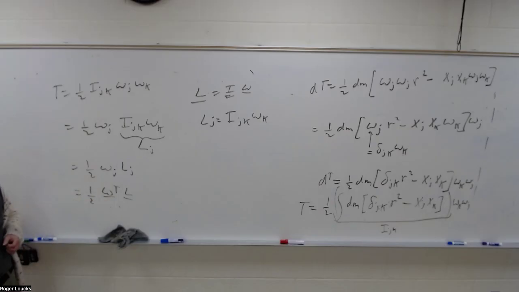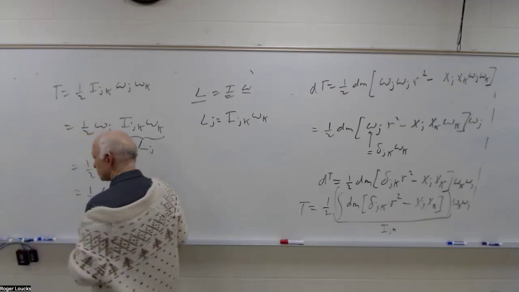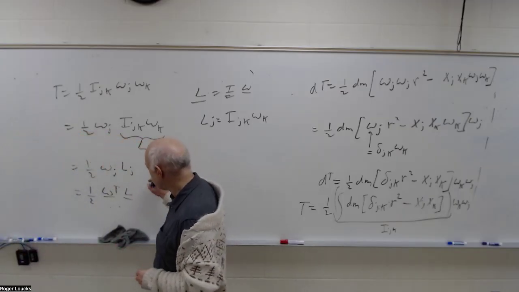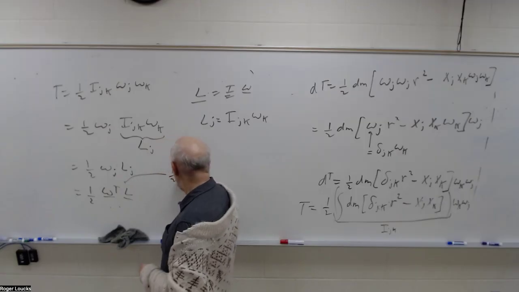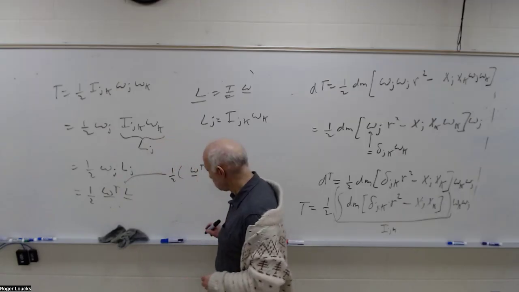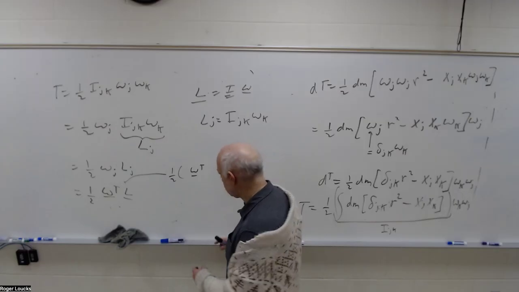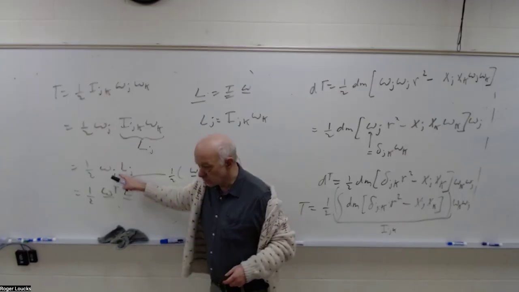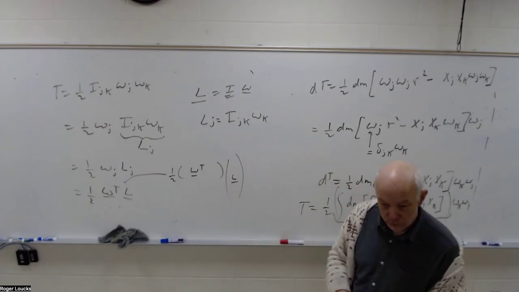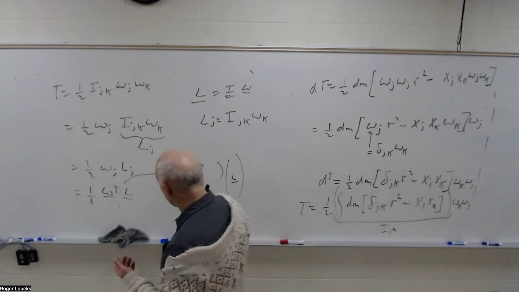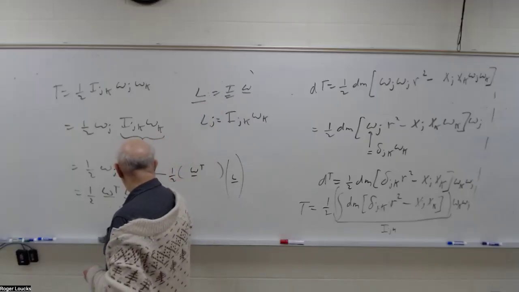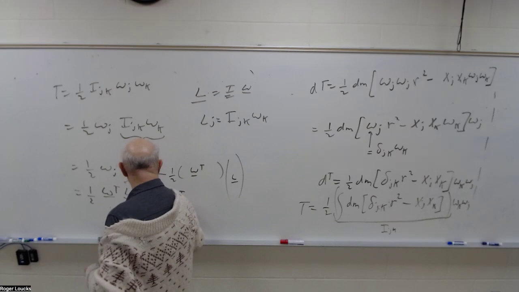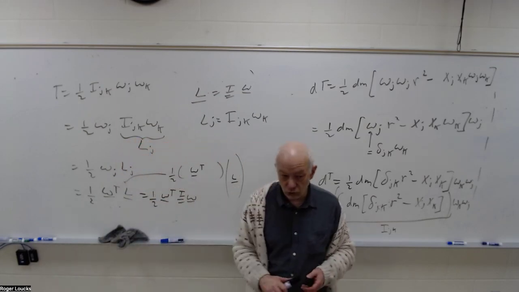Why the transpose? How do matrices get multiplied? Because the first one has to be first. If you were to write it out, this will be 1/2 this one times this one here. Okay, well, what is our L? That's our I times omega. So this gives us 1/2 omega transpose I omega. Boom. Now we can get kinetic energy as well.